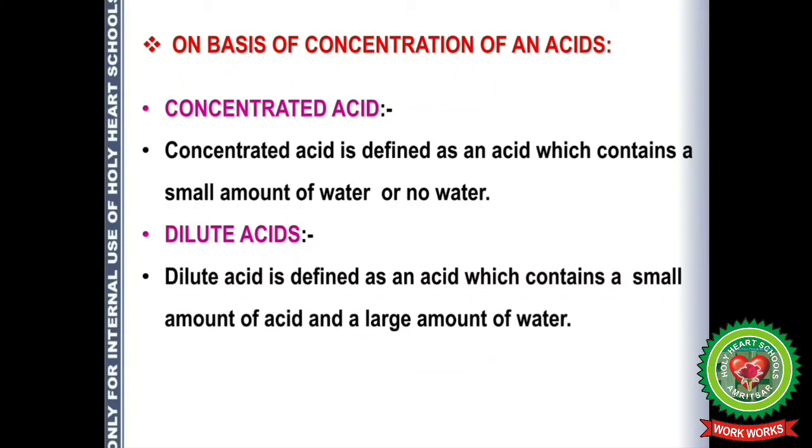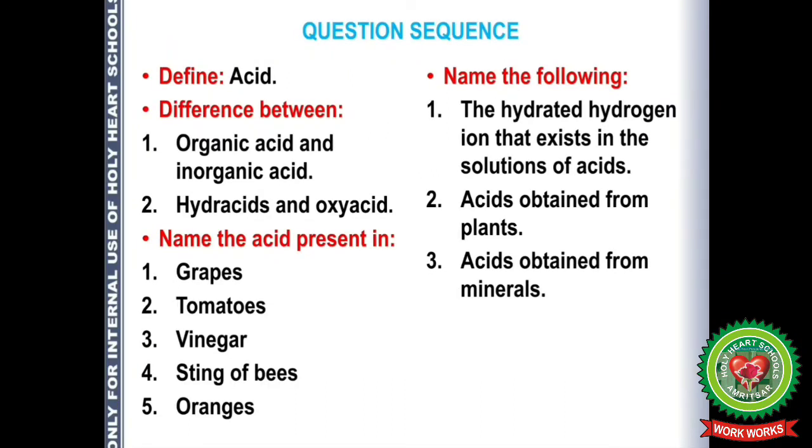The next one is dilute acid. In a dilute acid, as we have already discussed, the solute will be in small amount and solvent will be large. So dilute acid is defined as an acid which contains a small amount of acid and a large amount of water. On the basis of today's lecture, you can solve the questions which are there in front of you.